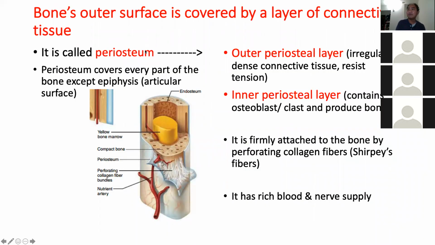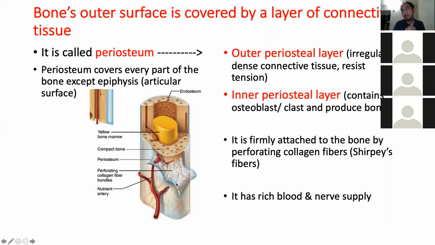So now we talk about the periosteum. The bone's outer surface is covered by a layer of connective tissue. Look at that layer of connective tissue, like a blanket wrapped around the outer surface of the bone. That is what we call periosteum. And periosteum covers every part of the bone except the epiphysis, which is the articular surface. Of course, the articular surface needs to be covered with hyaline cartilage, because hyaline cartilage is so smooth that it makes the gliding, flexion and extension movement of the joint so easy. The friction will reduce because of the hyaline cartilage, which is so smooth.